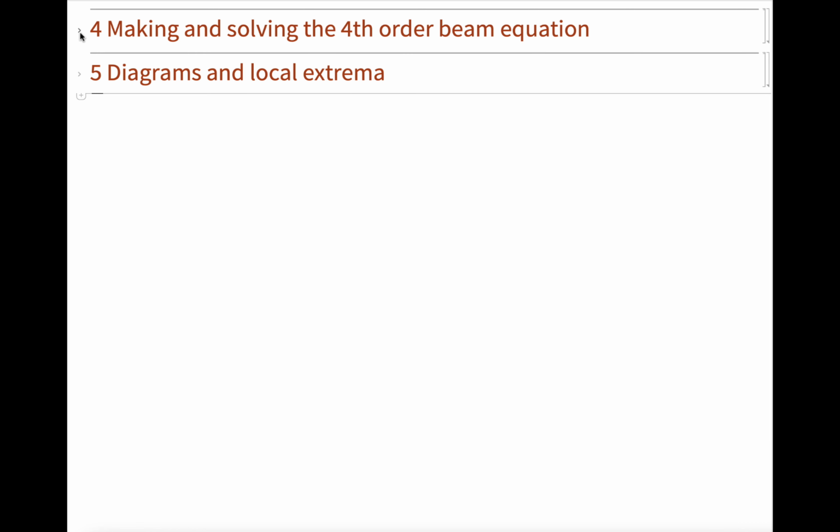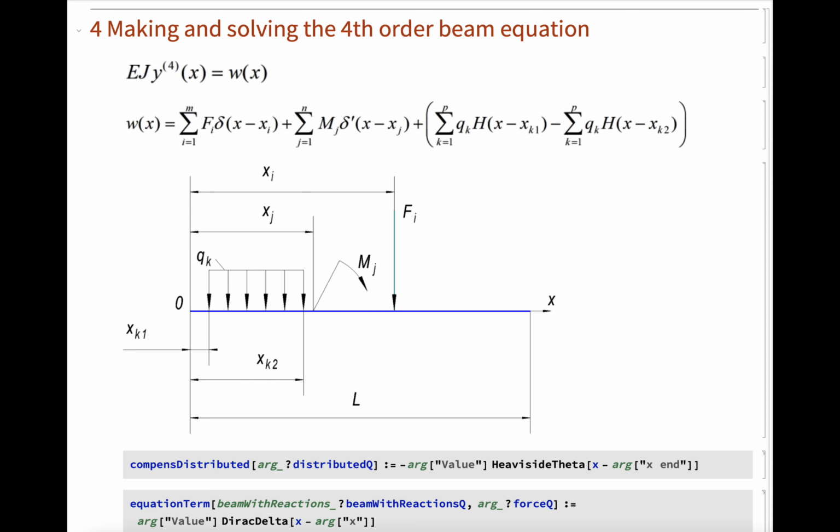The central part of the module, its heart, is making and solving the beam equation. This is what it looks like, the well-known fourth-order differential equation that relates the deformation of the beam y of x to the function w of x, which describes the distributed loading on the beam. This loading can be caused again by concentrated forces Fi, couple moments Mj, or uniformly distributed loadings Qk. At that point, the support reactions are already known, so they are included in the Fi or Mj arrays.